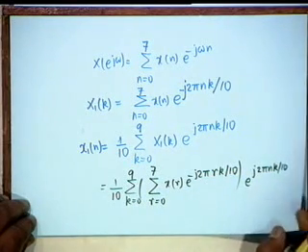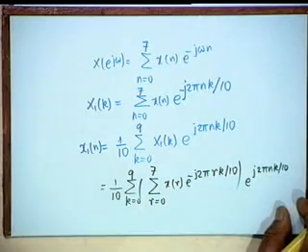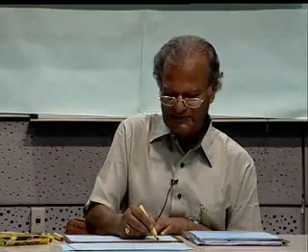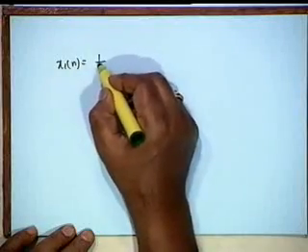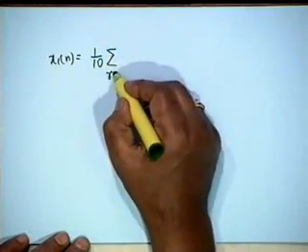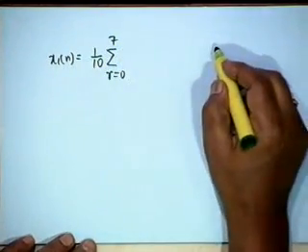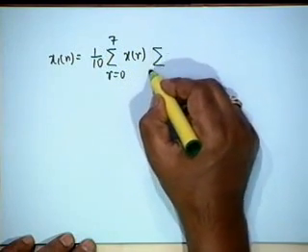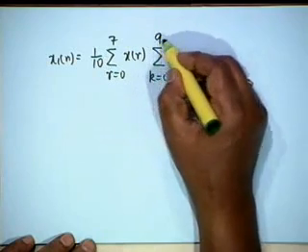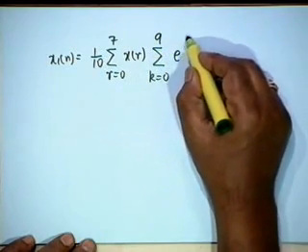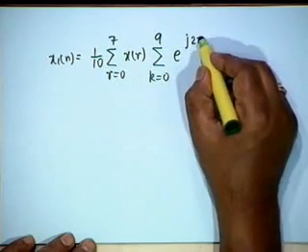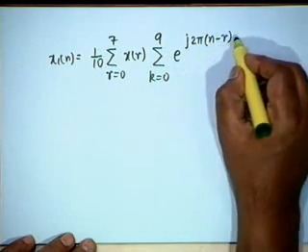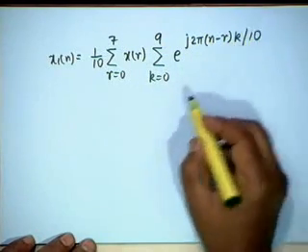Then you interchange the two summations. K and r are independent dummy variables, so you interchange the summations. And what you get is x1 of n as equal to 1 over 10 summation r equal to 0 to 7 x of r summation k equal to 0 to 9 e to the power j 2 pi n minus r k divided by 10.